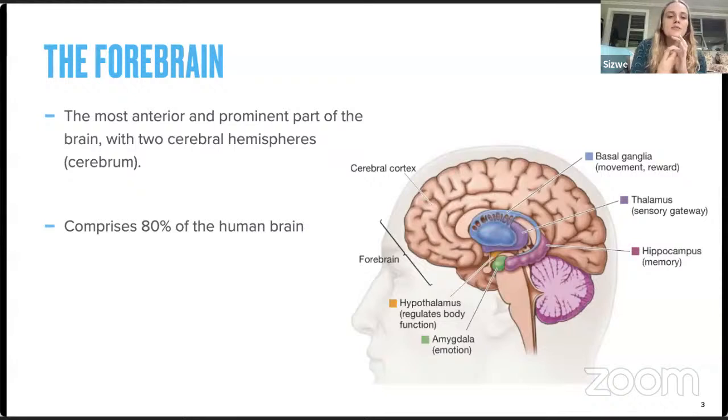I've said here it's the most anterior and prominent part of the brain with two cerebral hemispheres, which are known as the cerebrum. Okay. So it's that weird, squishy, folded part that we always associate with when we think about the brain. You can see it's the forebrain. We're going to be looking at all these structures today: the basal ganglia, the thalamus, the hippocampus, the hypothalamus, the amygdala, and the cerebral cortex. Okay. So without further ado, I'm going to get started. Remember, you can put a message in the chat if you need anything.